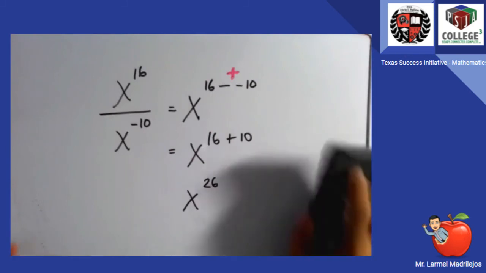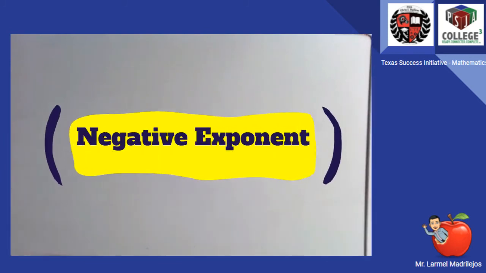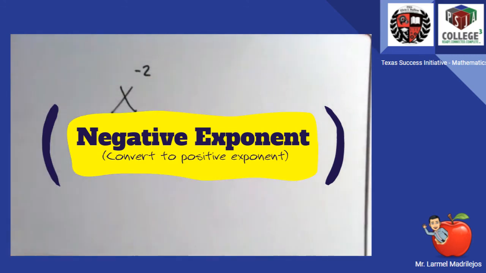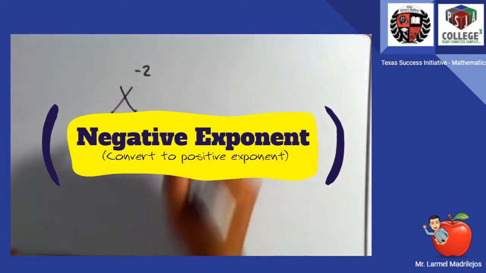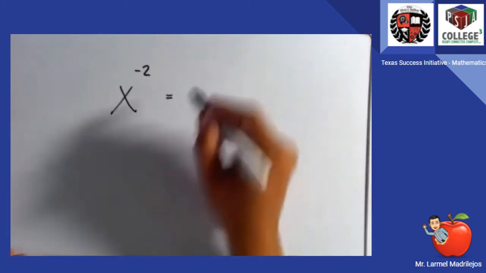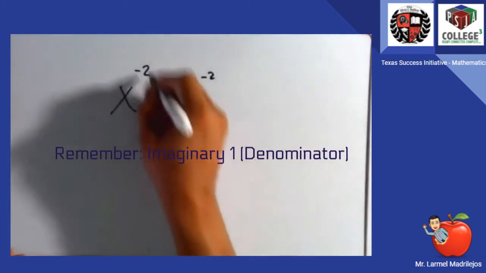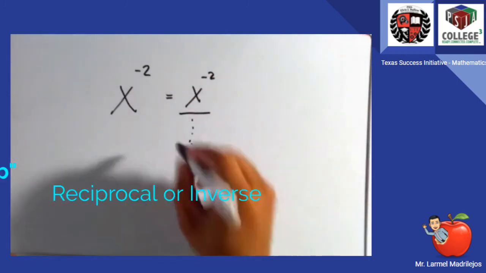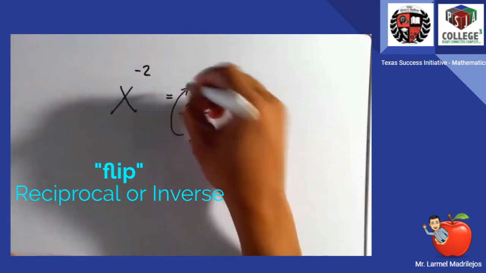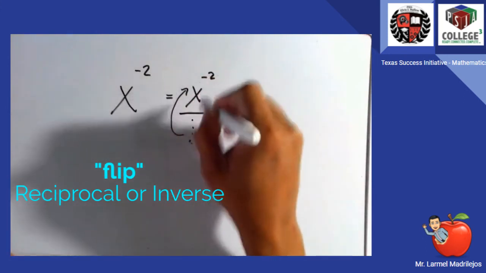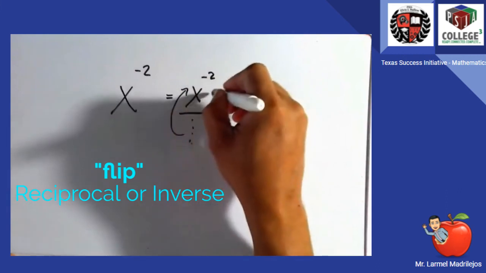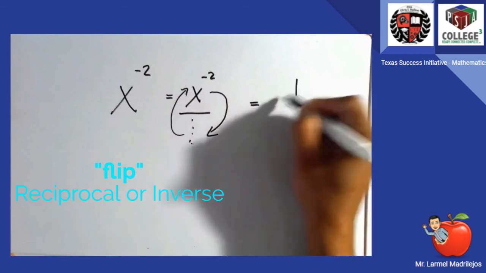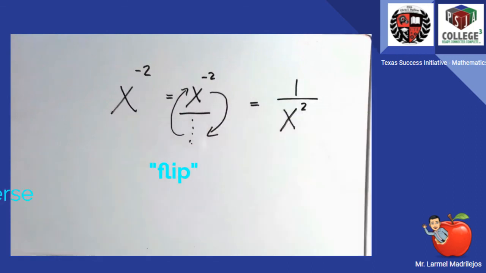Next rule, the negative rule. I just mentioned earlier about negatives. If there is a negative exponent, we need to convert it to positive. Remember the imaginary one. So it means that this term here has an imaginary 1. We need to flip them. Take this 1 to the numerator, and take this numerator to the denominator. This turns to 1 over x squared.